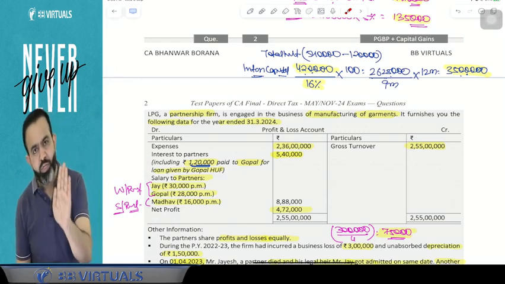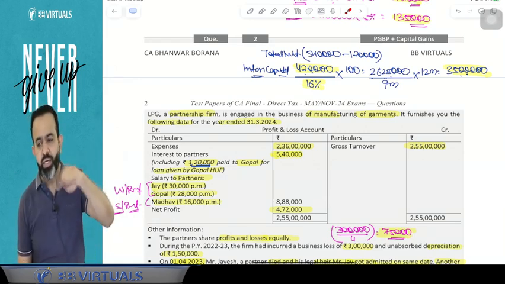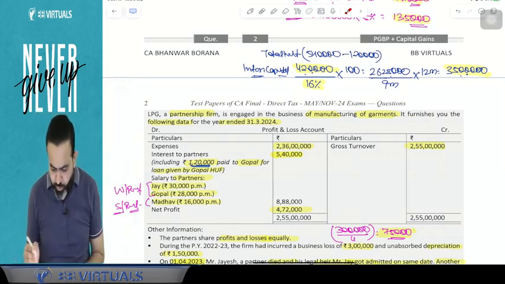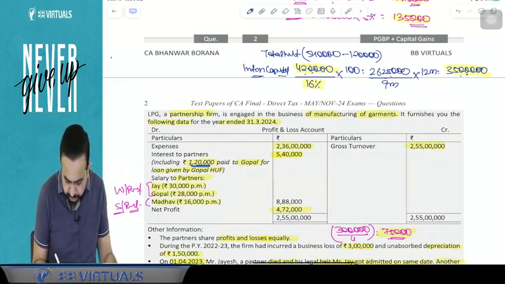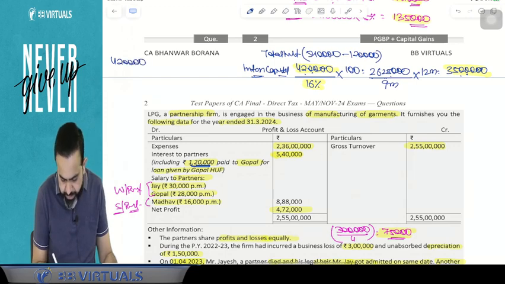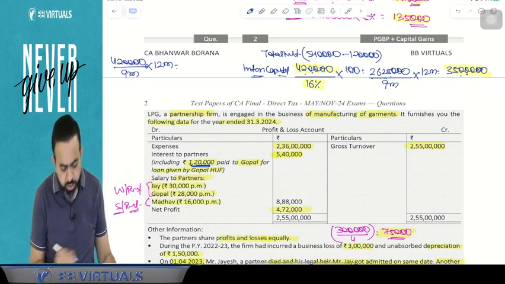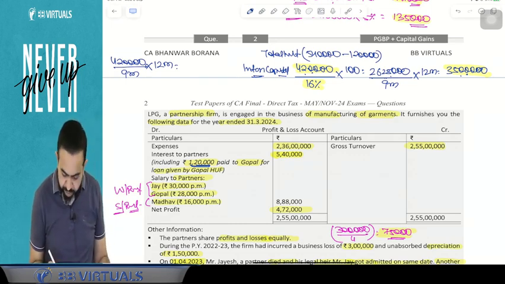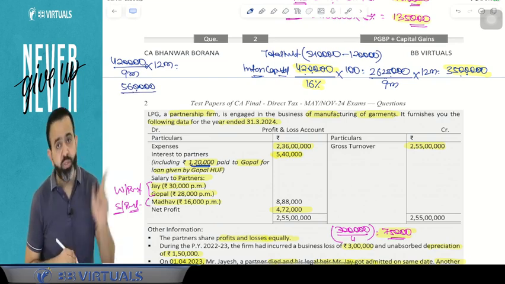Okay, guys, this 4,20,000 is given for the 9 months. So what could be the interest per annum? 4,20,000 is basically the interest given for the 9 months, so the total interest for 12 months is 4,20,000 divided by 9 months, multiplied by 12 months. It comes to 5,60,000. So 5,60,000 is basically the interest for the 12 months.